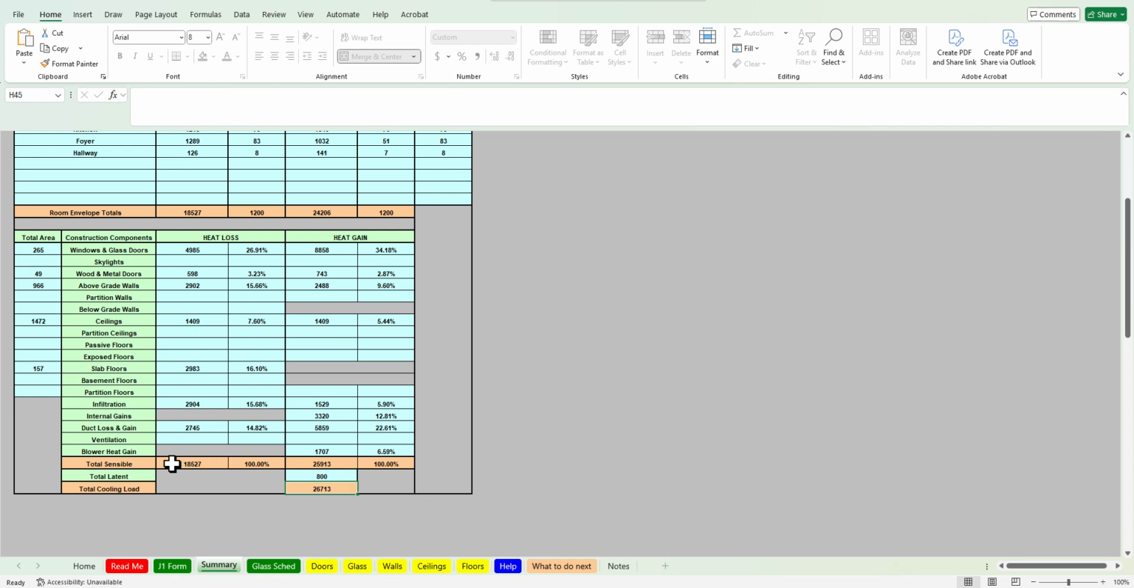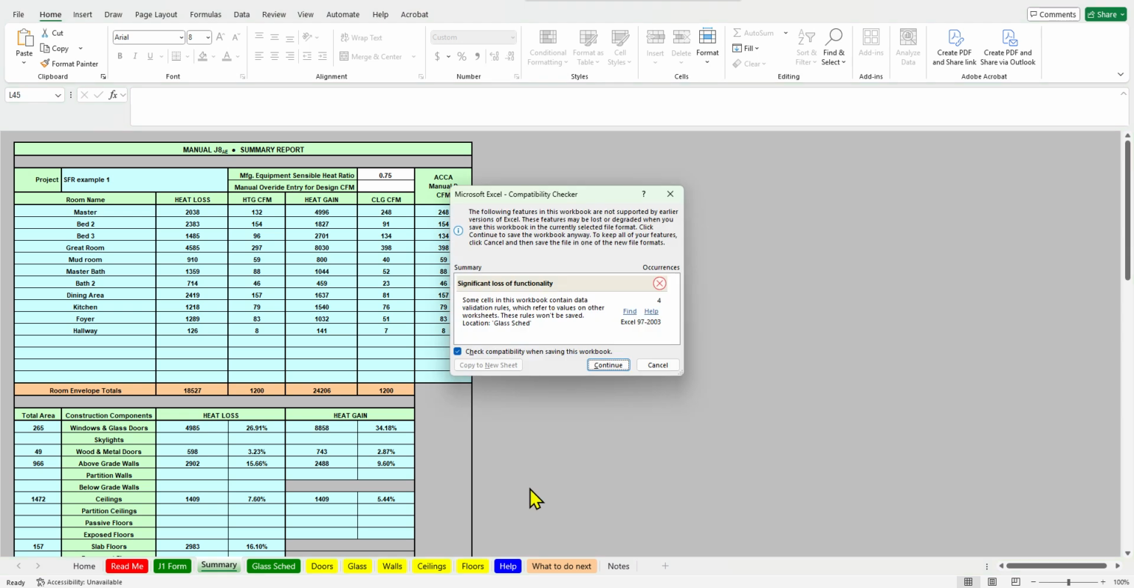But this is what we look for when we're done. We look for the total sensible, and this is for the heating, meaning this is how much energy we need to heat the home in the wintertime, and this is what we need to cool the home in the summertime. Alrighty, thank you very much.